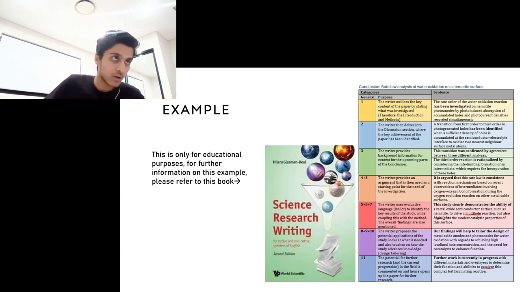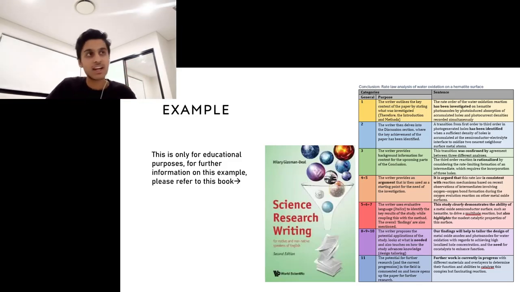The rate order of the water oxidation reaction has been investigated on hematite, photoanodes, and photoinduced holes. So first of all, the writer outlines the key content of the paper. Okay, a transition from the first order to the third order in photogenerated holes. The writer delves into the discussion section, where the key achievement of the paper has been identified. So you go straight into what was the key achievement of the paper.